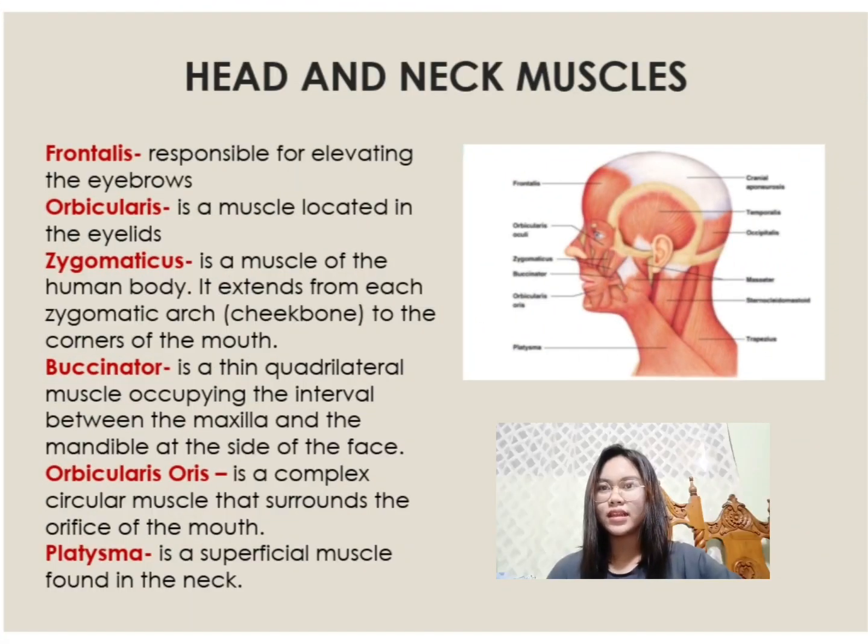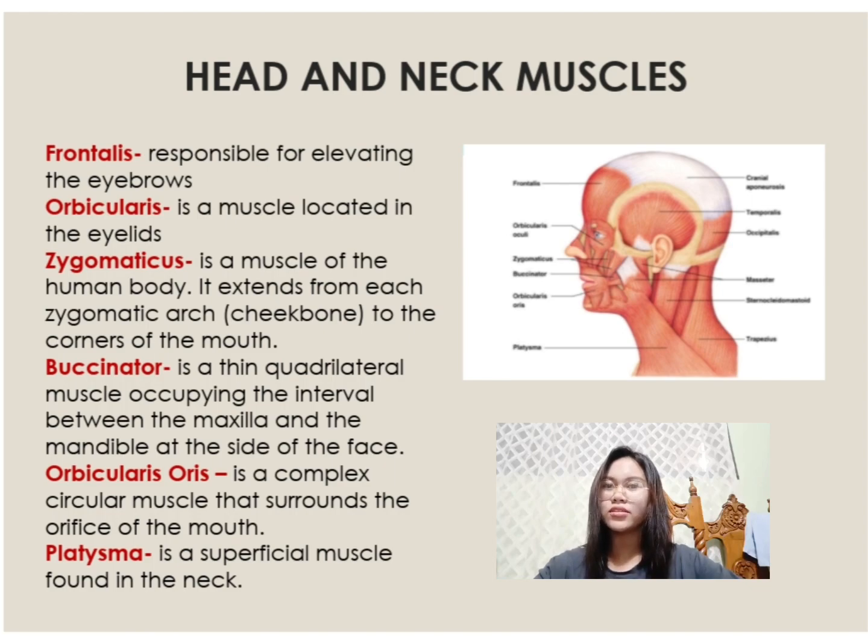So for the next slide is the head and neck muscles. Frontalis is responsible for elevating the eyebrows. Our orbicularis is a muscle located in the eyelids. The zygomaticus is a muscle of the human body. It extends from each zygomatic arch, like our cheekbone, to the corners of our mouth.